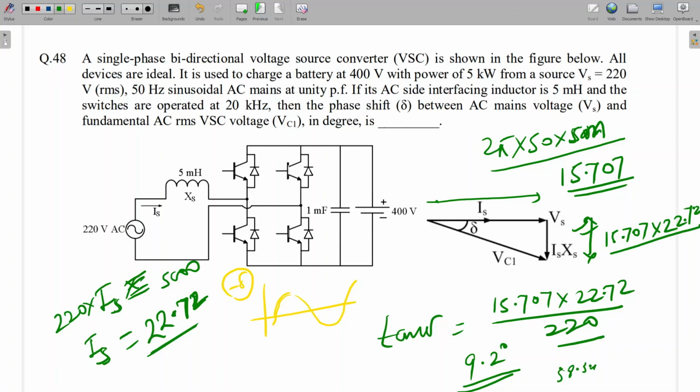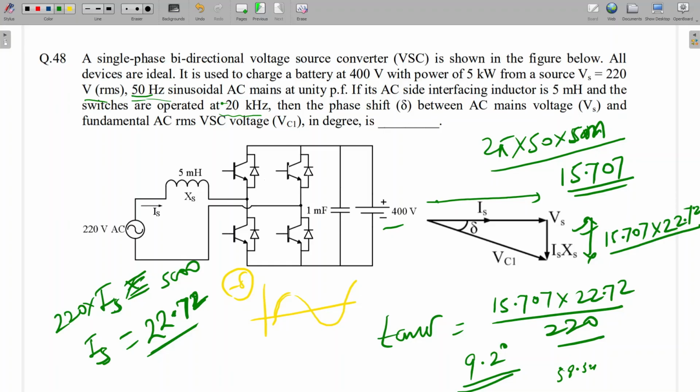We'll see once. A 400 volt battery is there to charge. Source power is 220 volt RMS, 50 hertz, unity power factor. AC side is 5 millihenry and the switch operates at 20 kilohertz. Fundamental frequency is not given anywhere. I think 50 hertz only.